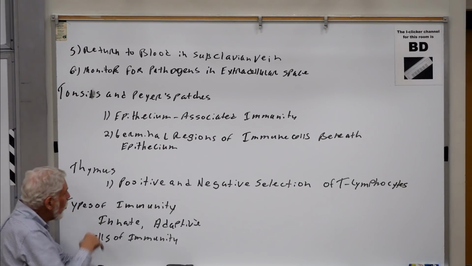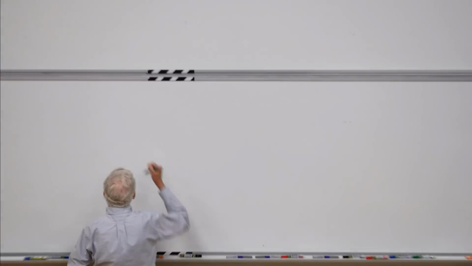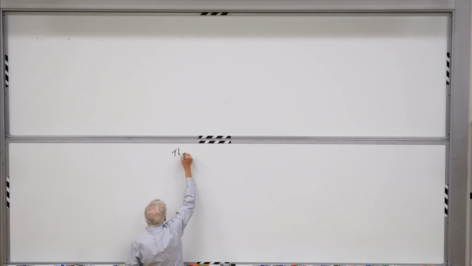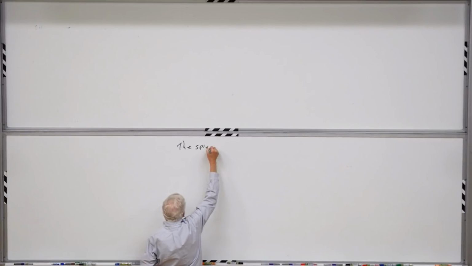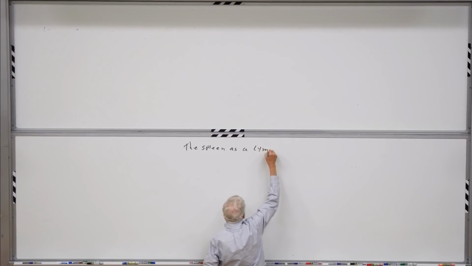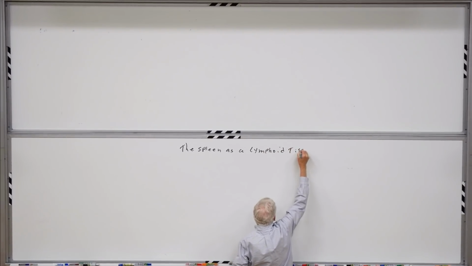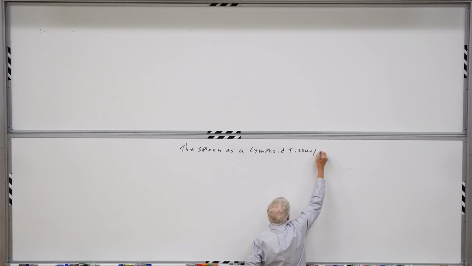And this time, we'll talk a little bit about adaptive and innate immunity. But let's start here with the spleen as a lymphoid tissue or organ.